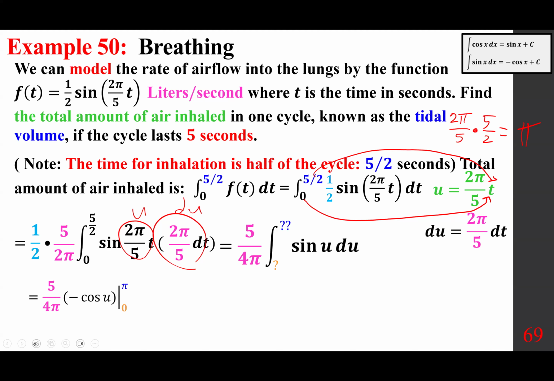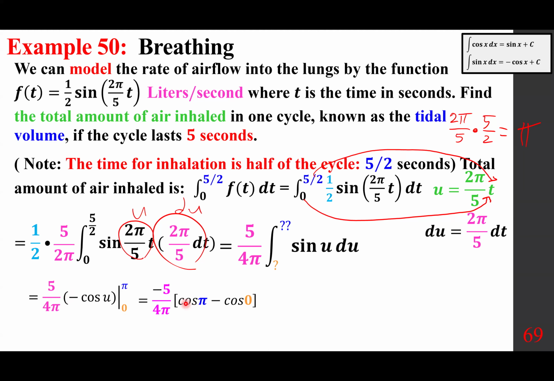The derivative of sine is cosine. The integral is negative cosine. The new limits from 0 to pi. So 5 over 4 pi times minus cosine u from 0 to pi. I'm going to put this negative sign out. I make it minus 5 over 4 pi. Cosine of pi minus cosine of 0.